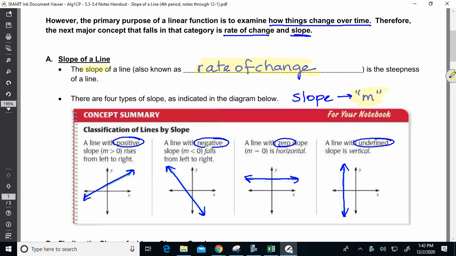There are four types of slope. Positive, the line is going up from left to right. Negative, the line is going down from left to right. Zero, the line is horizontal. Undefined, the line is vertical.